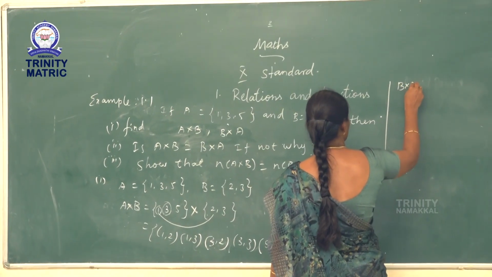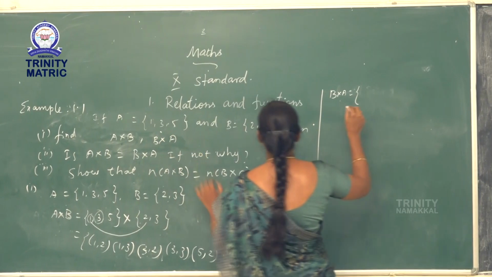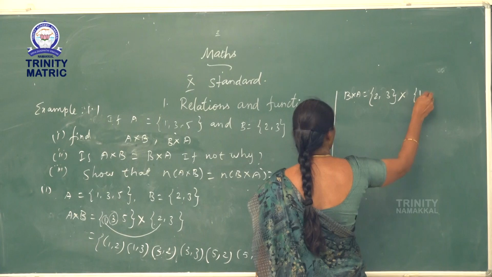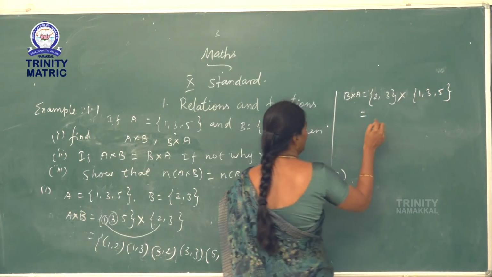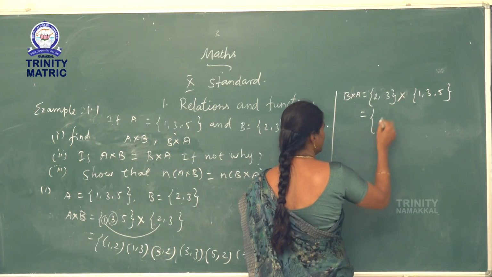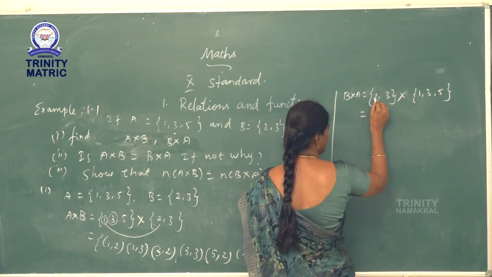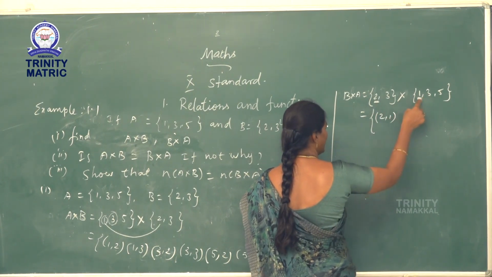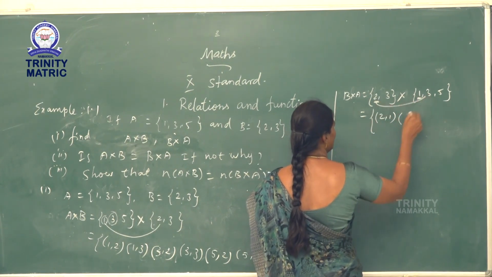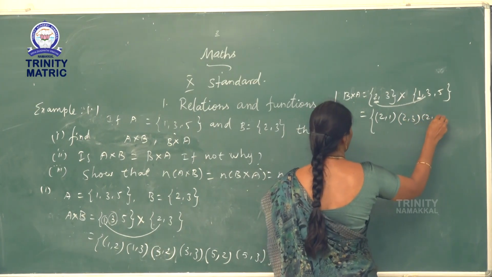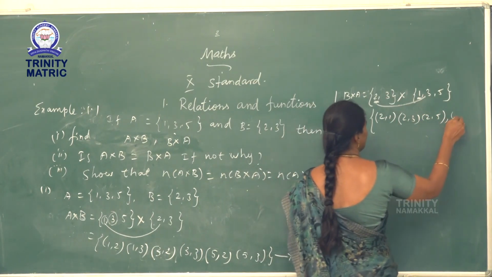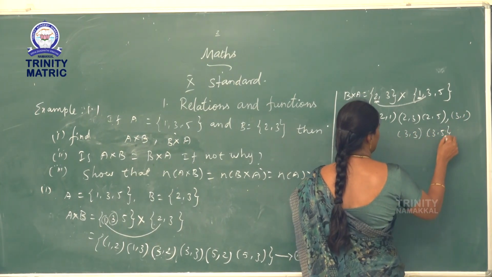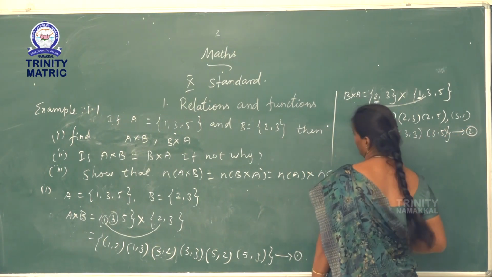Then B cross A. First we write the set B. What is the set B? 2, 3, and A is 1, 3, 5. Now we multiply these two sets using the Cartesian product. See here, the first element is 2 and here the first element is 1. We write the ordered pairs 2, 1, then 2, 3, then 2, 5, then 3, 1, and 3, 3, and 3, 5. This is equation number 2.